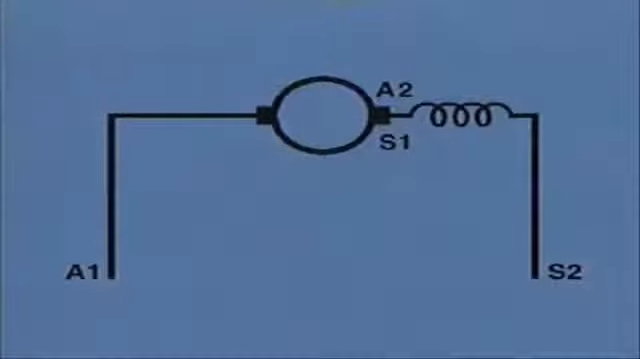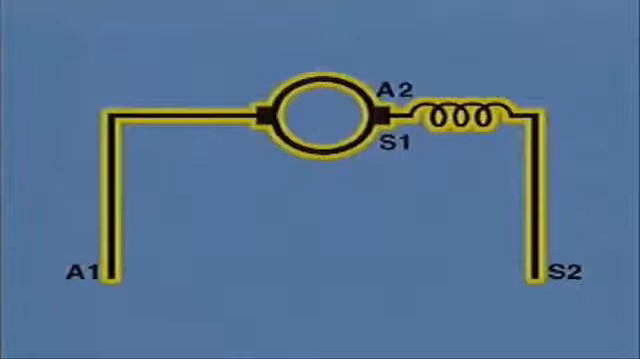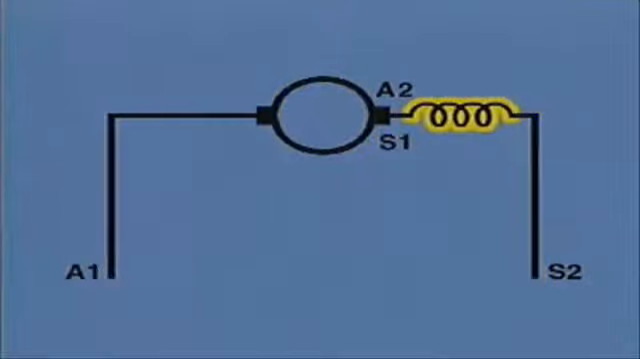This schematic diagram represents a series motor. In a series motor, the field coils, which are also referred to as the series field, are connected in series with the armature. So, in a series motor, there is only one path for current flow. Each coil in a series field is usually made of a few turns of large wire, so series fields have very low resistance.